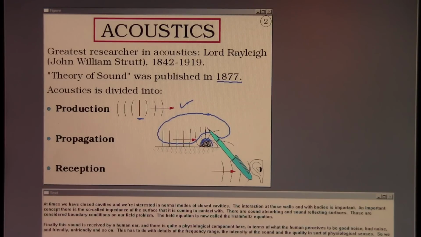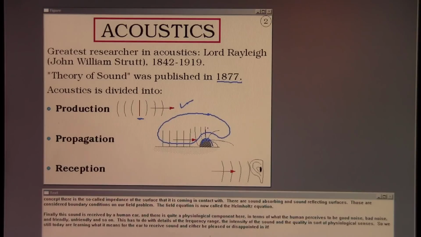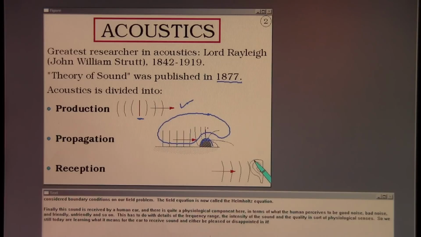Finally, this sound is received by a human ear, and there's quite a physiological component here in terms of what the human perceives to be good noise, bad noise, and friendly, unfriendly, and so on. This has to do with details of the frequency range, the intensity of the sound, and the quality in sort of physiological senses. So we still today are learning what it means for the ear to receive sound and either be pleased or disappointed in it.